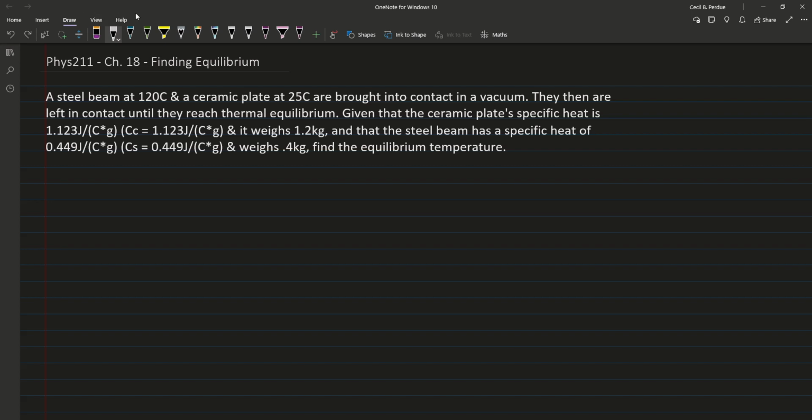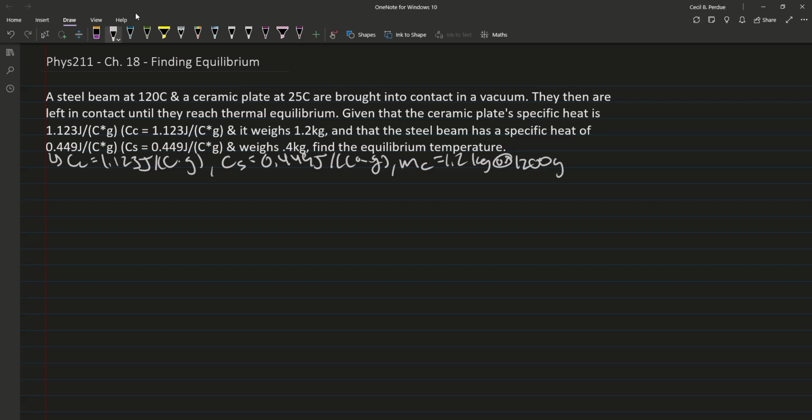In order to solve this problem, we are first going to write down what we already know from the problem, which is that the specific heat of the ceramic is equal to 1.123 joules over Celsius times grams, that the specific heat of the steel is equal to 0.449 joules over Celsius times grams, that the mass of the ceramic plate is equal to 1.2 kilograms or 1,200 grams, and that the mass of the steel beam is equal to 0.4 kilograms or 400 grams.